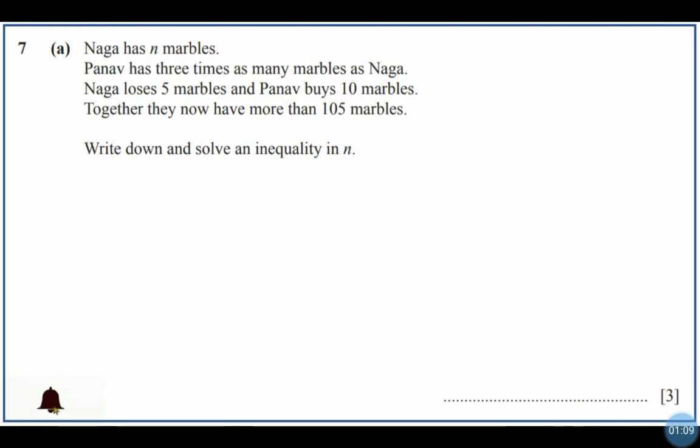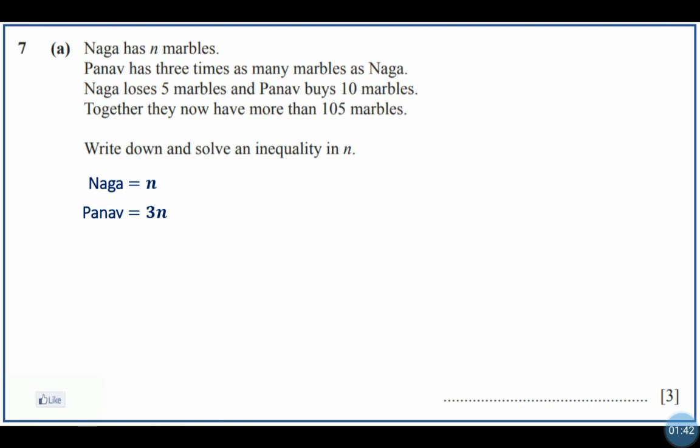If you are trying to translate a word problem into an algebraic problem, you do it sentence by sentence. For example, Naga has n marbles, so Naga is equal to n. Panav has 3 times as many marbles as Naga. 3 times, how much is Naga? n. So 3 times n. So Panav has 3n.